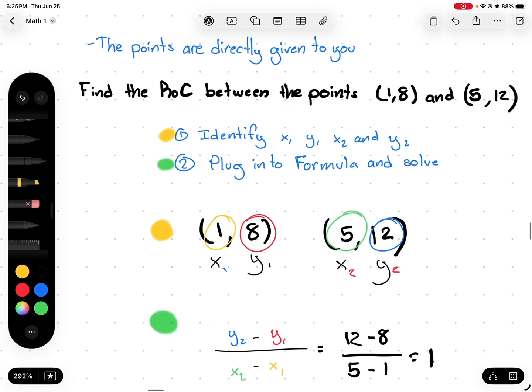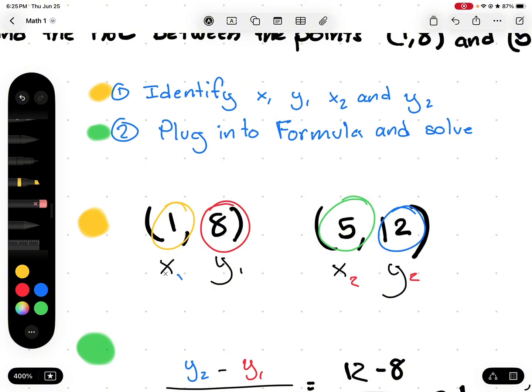And why doesn't that work? That's because if you were to use this one as x1 and this one as y2, that means that the number 1 is associated with the number 12, which is not true. The number 1 is associated to the number 8.